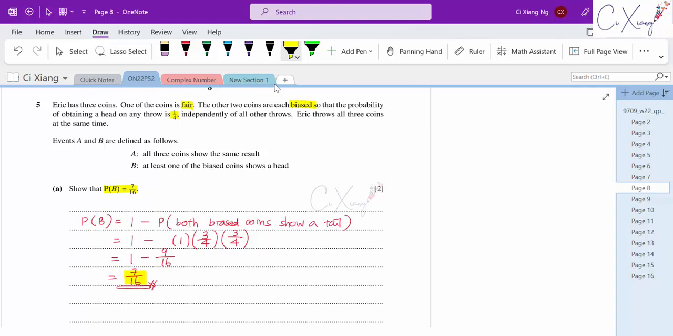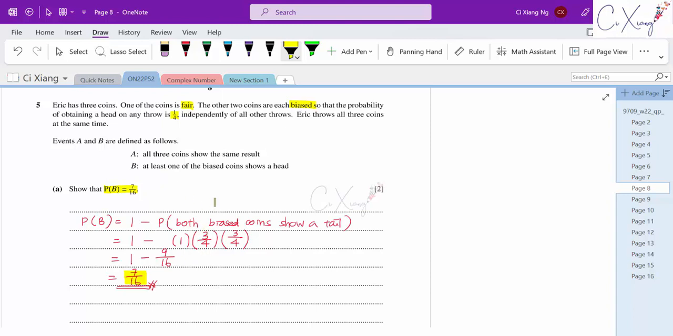Okay, so this is how we calculate the event B, right? So we are taking the opposite thinking. If let's say you want to use another method to calculate, then you have to consider 2 cases, where the first case is only one biased coin shows a head, then the second case is both biased coins show a head. Alright, so this is how we get the 5A answer.